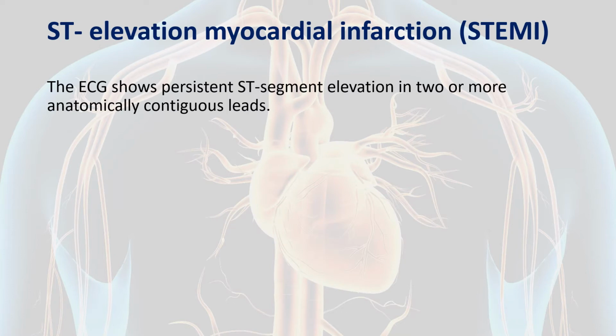Let's start with ST elevation myocardial infarction or STEMI. In STEMI, ECG shows persistent ST elevation in 2 or more anatomically contiguous leads. Cardiac enzymes like troponin would be significantly elevated, but we don't need to wait for the lab result to initiate the definitive treatment, as the diagnosis is based on the clinical symptoms and the ECG changes.